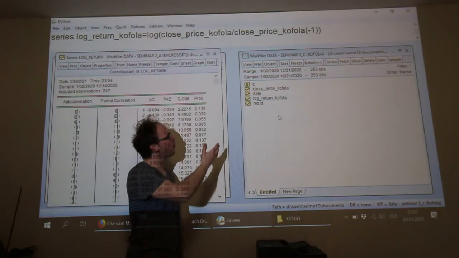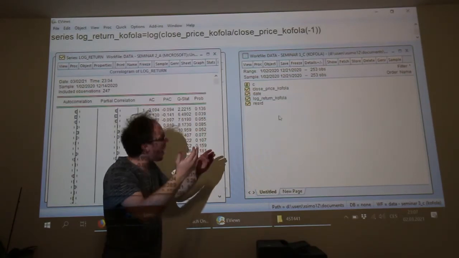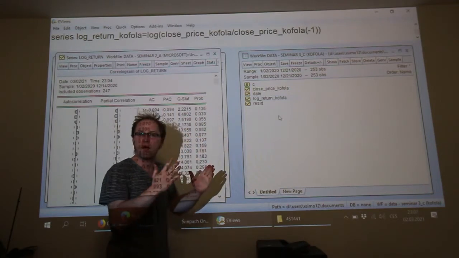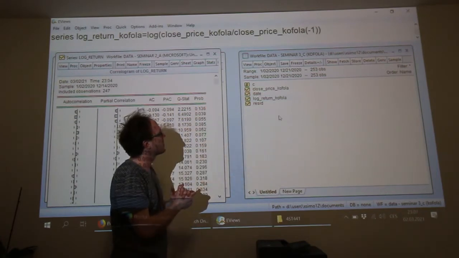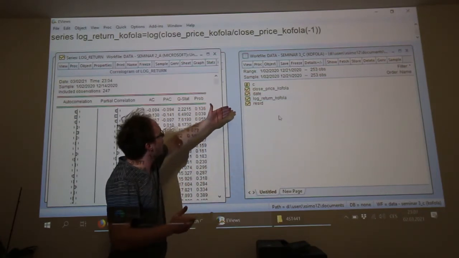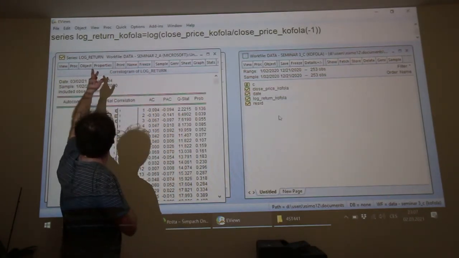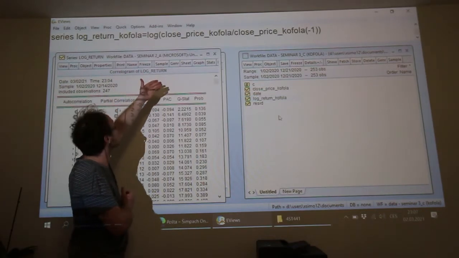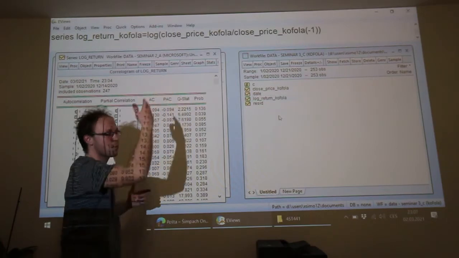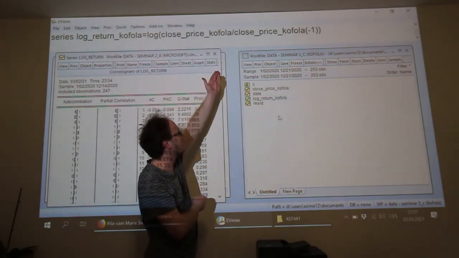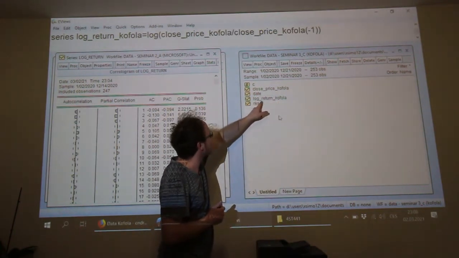I opened for you another work file with data with close prices of Kofola company. So you can see here that I have opened another work file with calculated log returns of Kofola, calculated like logarithm of the ratio of Kofola close prices and Kofola close prices in time t minus 1. Yes, so there you can see the log returns.